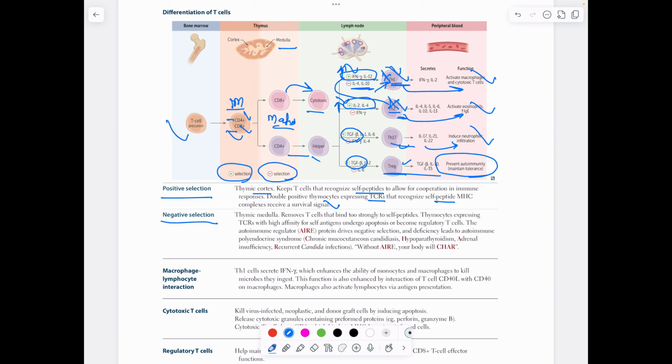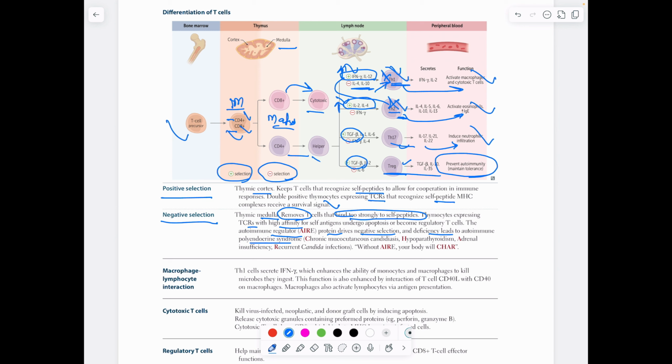And second, negative selection. It is happening in the medulla, and it removes the T cells that bind too strongly to self peptides. If they are binding with their own peptides, then they will be removed. The thymocyte expressing a TCR with a high affinity for self-antigen undergoes apoptosis or becomes a regulatory T cell. The autoimmune regulator protein drives negative selection, and deficiency leads to autoimmune polyendocrine syndrome, which you have already been given.